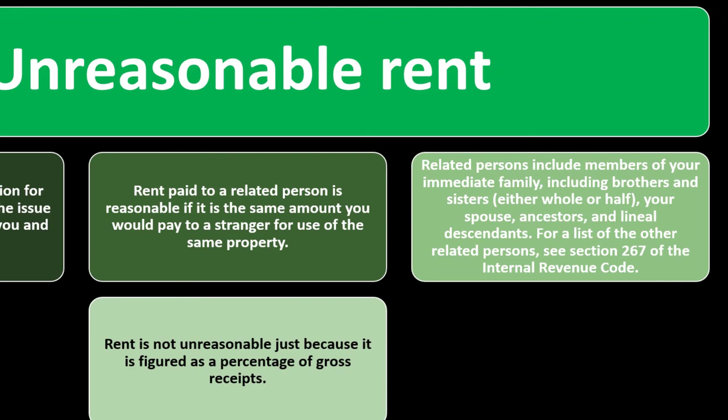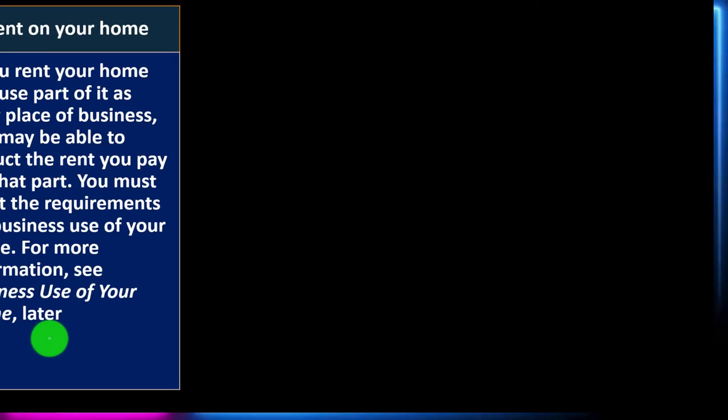Related persons include members of your immediate family, including brothers, sisters, either whole or half, your spouse, ancestors, and lineal descendants. For a list of other related persons, you can see section 267 of the Internal Revenue Code.